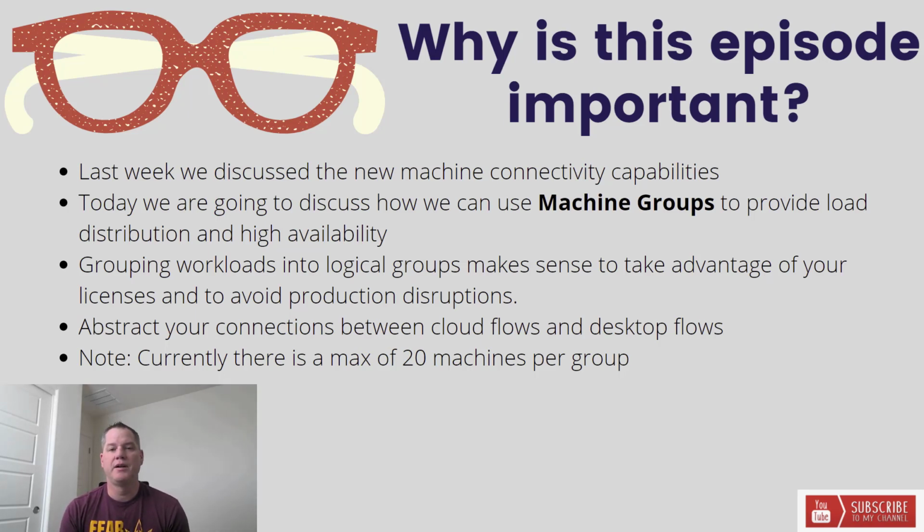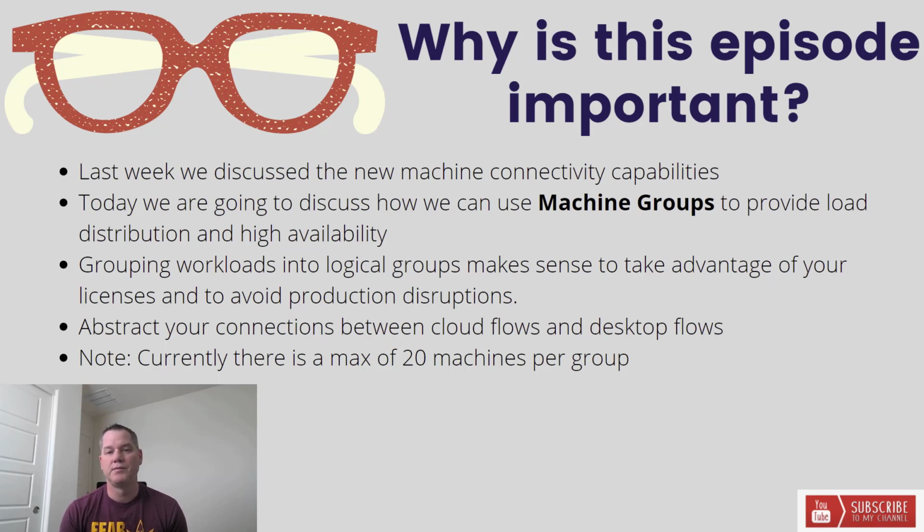Another benefit of this is you can abstract your connections between your cloud flows and your desktop flows. So in the past, or in some scenarios, you would say, I'm going to have this cloud flow call this desktop flow, and I'm going to call a specific machine in order to fulfill that workload. Well, what happens if that machine disappears? Then what you need to do is update a connection. And if you've got really strict production policies, that may require some sort of change ticket for you to be able to do so.